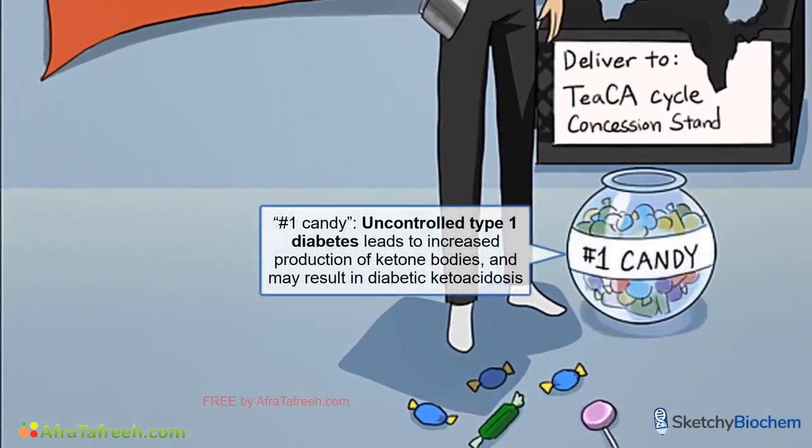Uncontrolled type 1 diabetics also produce ketone bodies even if they have high blood glucose levels after eating. Why? Well, their bodies think that there isn't any glucose available because there's no insulin, and glucose can't enter cells. Therefore, the body thinks it's in starvation mode and ramps up ketone synthesis. Okay, now that you know what physiological states are associated with ketosis, let's talk about what happens when we make too many ketone bodies.